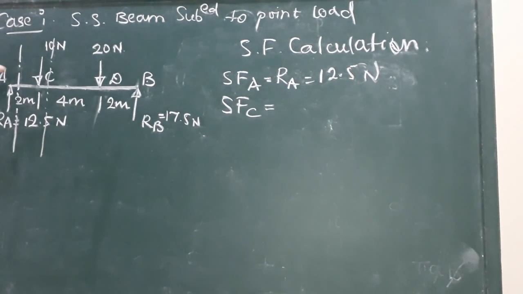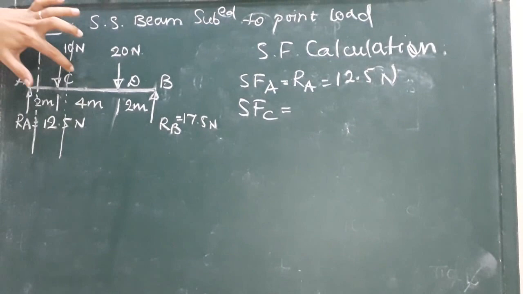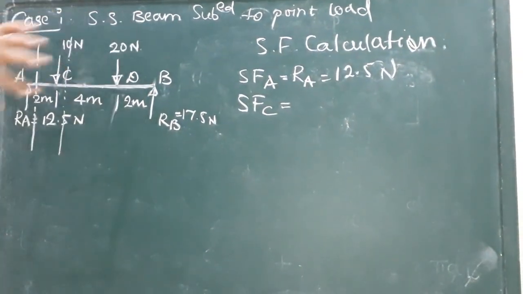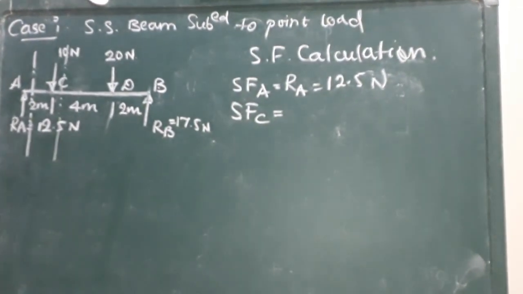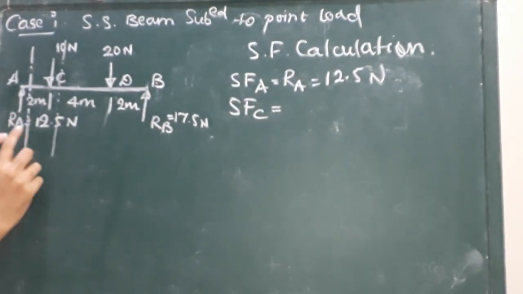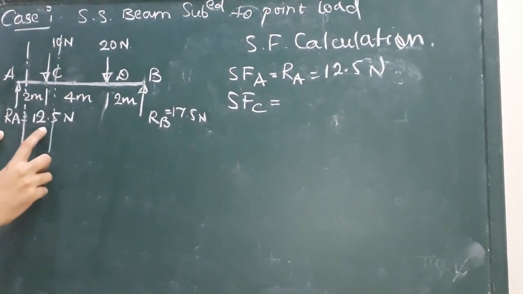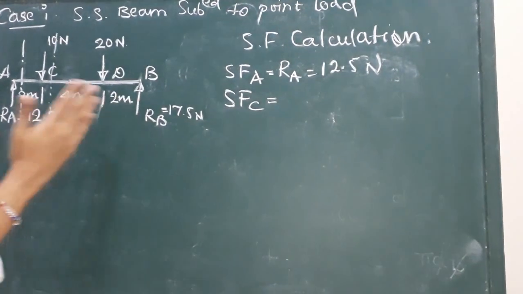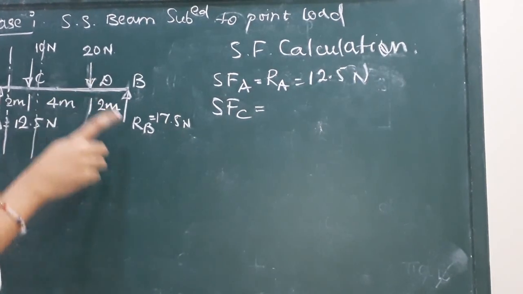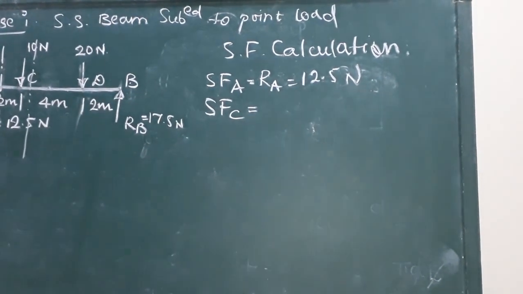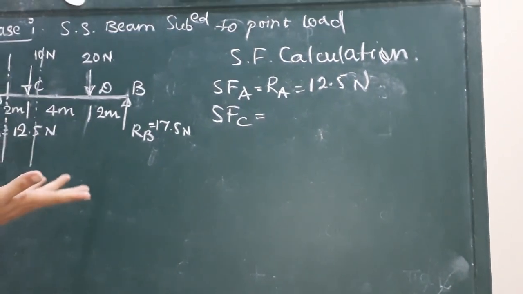Now when you are moving this section, on the left of the section there are two forces, on the right of the section there are two forces. So you go any side as per your convenience, you will get the same answer. Suppose you are going on the left, then 12.5 is upward and 10 is downward. So 12.5 minus 10, you will get 2.5, positive answer. If you go on the right, 20 is downward, on the right downward is positive. So plus 20 minus 17.5, your answer is again 2.5. Right? So answer is same, you go in whatever way.